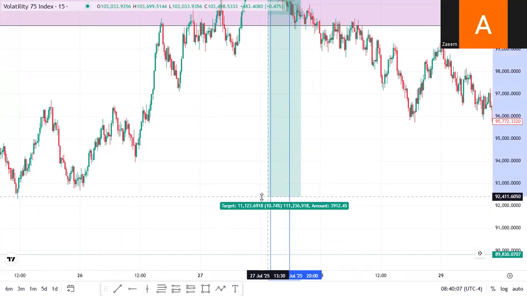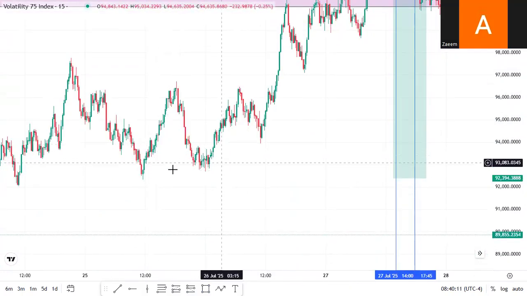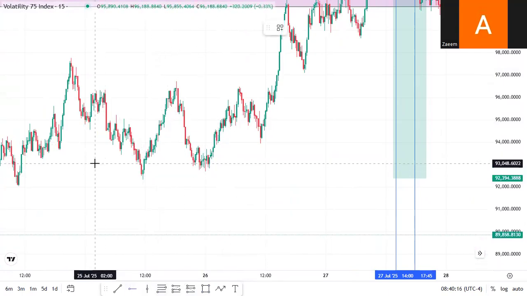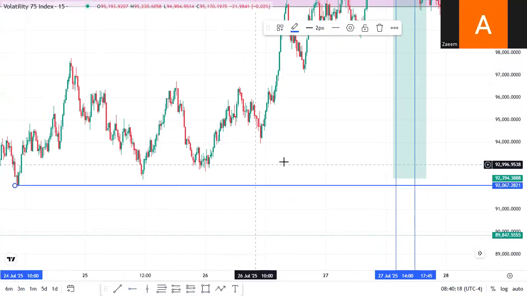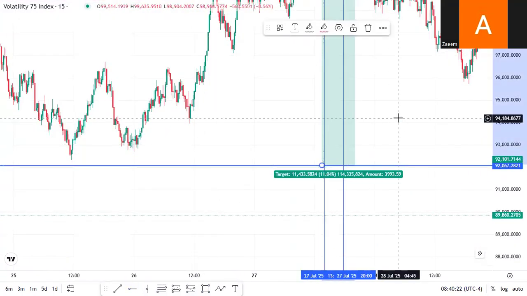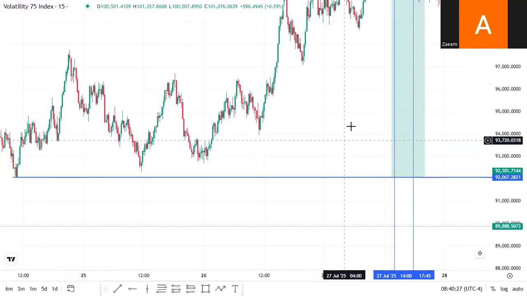So you'll be targeting this low because why? These are lows that will have liquidity below. Price will target this. So maybe I'll do another video concerning the liquidity concept, right? It's very simple. So this is where we should target. Why? Because there is liquidity here.